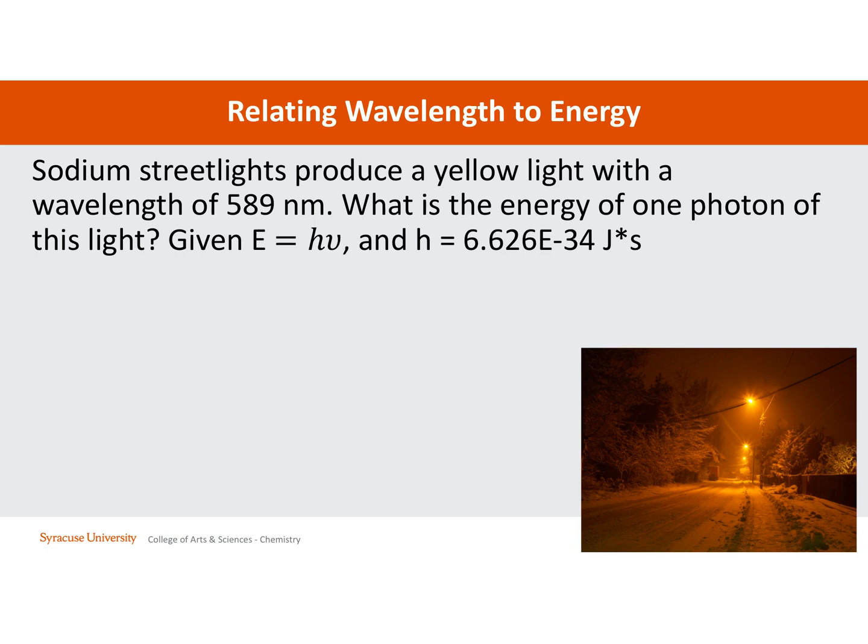Another question based on that sodium streetlight, right? That sodium streetlight that gives off that yellow light with a wavelength of 589 nanometers. What is the energy of 1 photon of this light? Given that energy equals Planck's constant times frequency, and Planck's constant is 6.626 e to the negative 34 joules times seconds.